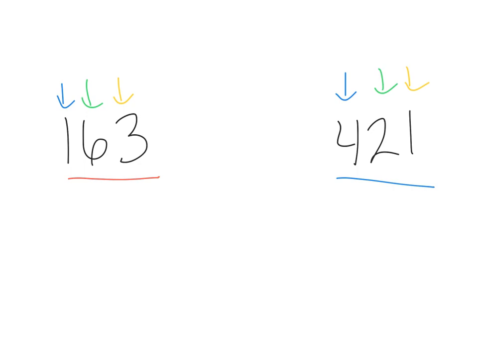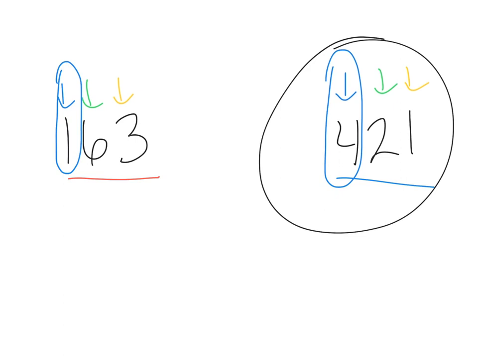So how can we tell which one is bigger? Well, we start by looking at the largest place value, which is our hundreds place here, 400 and 100. Now what I like to think about is which one would I rather have in cupcakes? Would I rather have 421 cupcakes or just 163 cupcakes? Well, if it was me, I would rather have 421 cupcakes.